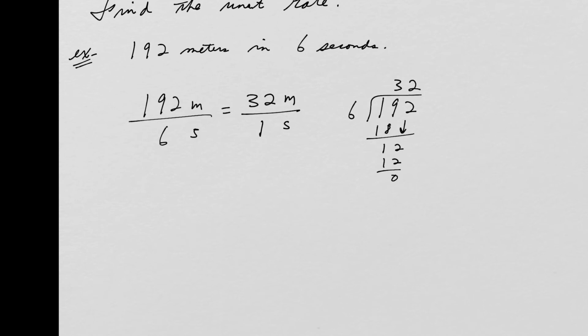So 192 divided by 6 is 32, but I can put it over 1. So it's 32 meters per 1 second. And then usually you don't even write the 1 there, right? So ultimately you would just say this is 32 meters per second, which implies 1 second in the denominator, right? So that would be a unit rate.